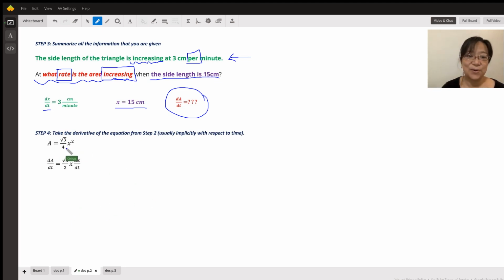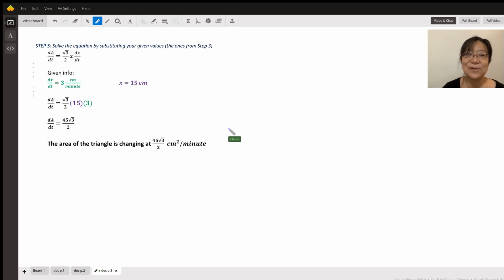So A equals root 3 over 4 x squared. Again, root 3 over 4 is just the entire coefficient. So we're going to be using the chain rule to take the derivative. So dA over dt equals root 3 over 2 times x times dx over dt. Pretty close to the end now.